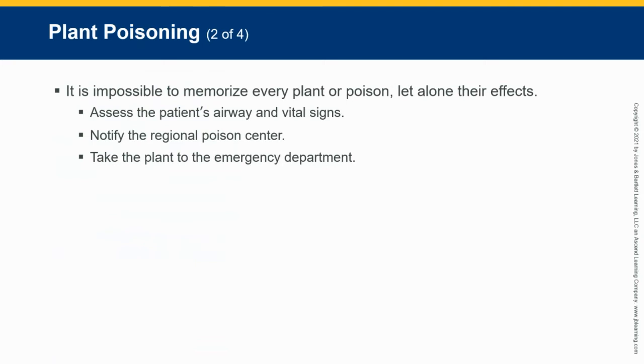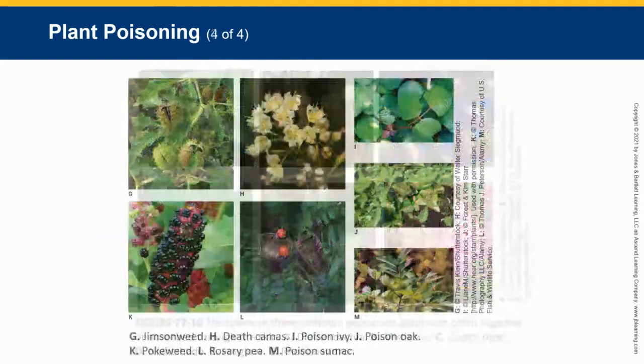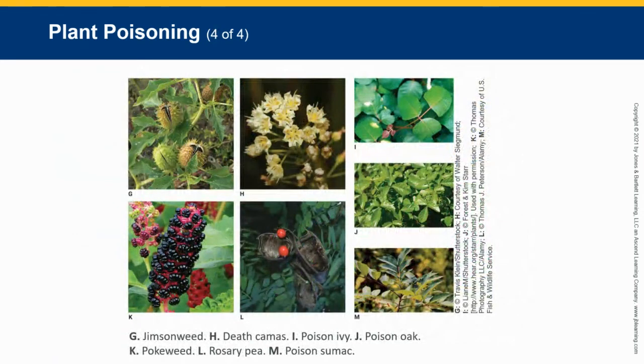Just make sure that if you don't know what kind of plant it is that they've been exposed to, that you don't get yourself exposed as well. And there are some pictures of some normal things that you might see, from mistletoe to castor beans, nightshade, even a rhododendron there that someone might have out in a flower bed. And along with the poison ivy and poison oak, and all the way over to poison sumac there in the bottom right-hand corner. And that's going to be the end of the toxicology PowerPoint.